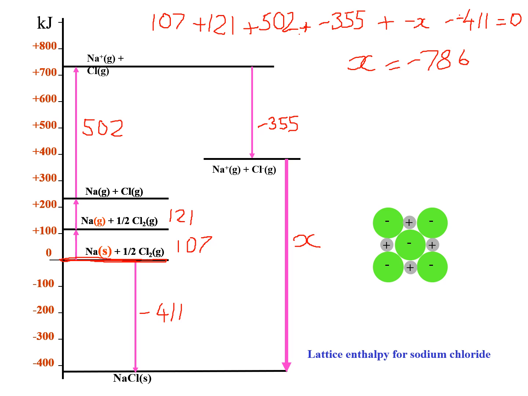So all of the arrows added together should add up to 0. Pay attention to the signs as well. So we know that the lattice enthalpy must always be negative, so you should come up with a negative answer at the end. And that's how we tackle a Born-Haber cycle.